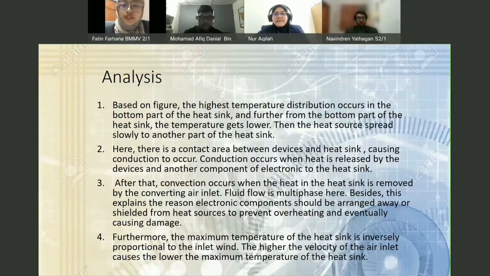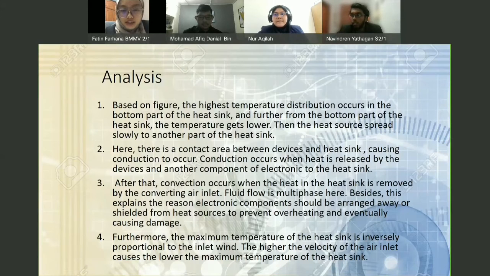Based on the figure, the highest temperature distribution occurs in the bottom part of the heatsink, and further from the bottom part of the heatsink, the temperature gets lower. Then the heat spreads slowly to other parts of the heatsink. Here, there is contact between the device and the heatsink, causing conduction to occur. Conduction occurs when heat is released by the device and other electronic components to the heatsink. After that, convection occurs when the heat in the heatsink is removed by the incoming air inlet. Fluid flow is multi-phase here.